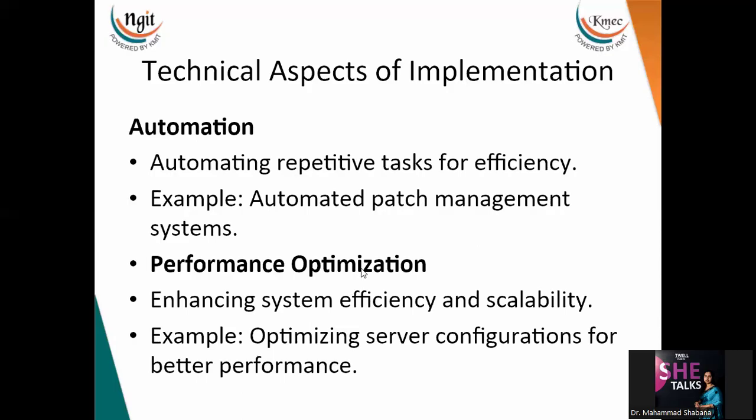In automation, this is all about reducing manual tasks by automating repetitive or critical processes. For example, implementing an automated patch management system can save time and reduce errors.